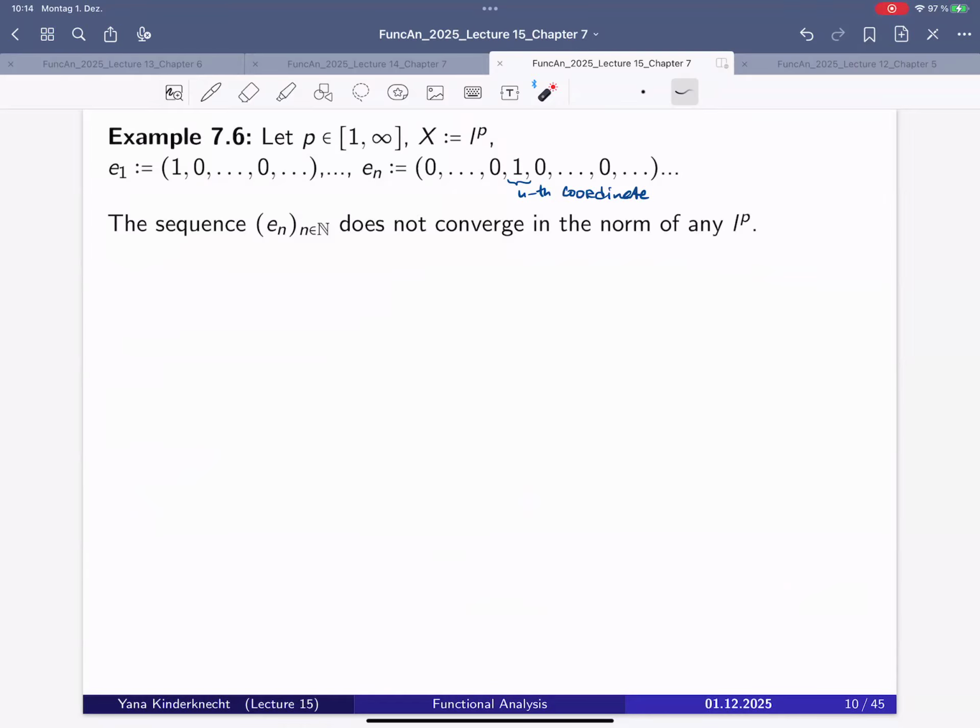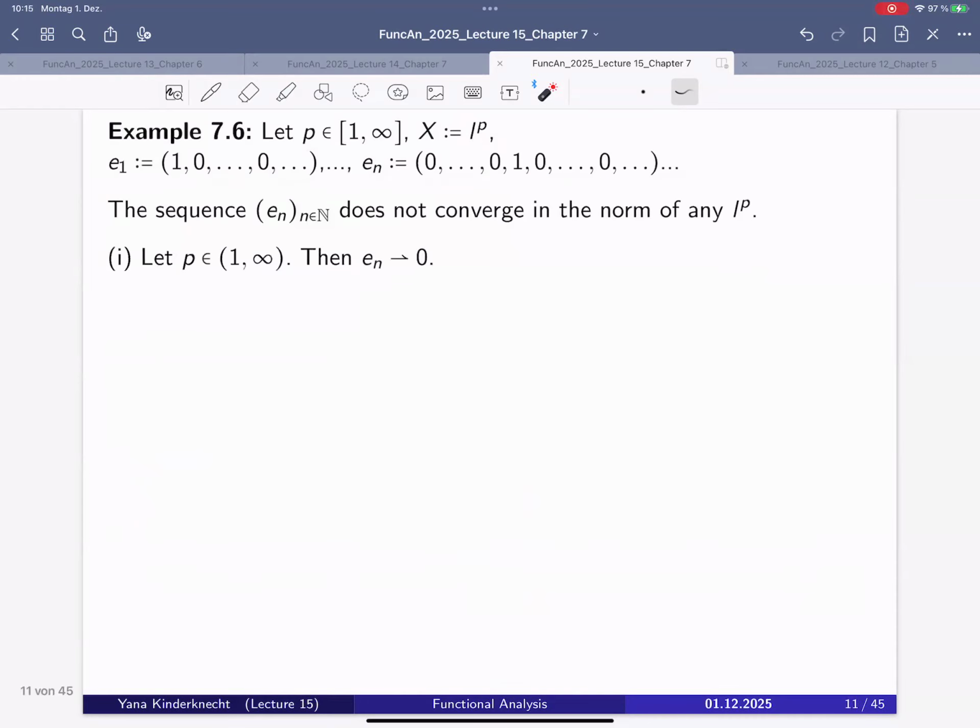Agree? Yeah, it's not a Cauchy sequence. Yes, it's not a Cauchy sequence. But now we may weaken the convergence. Statement number 1. We consider P between 1 and infinity, without 1 and without infinity. Then the statement is that this sequence converges weakly to 0. Converges weakly and the limit is 0. So this is the statement.